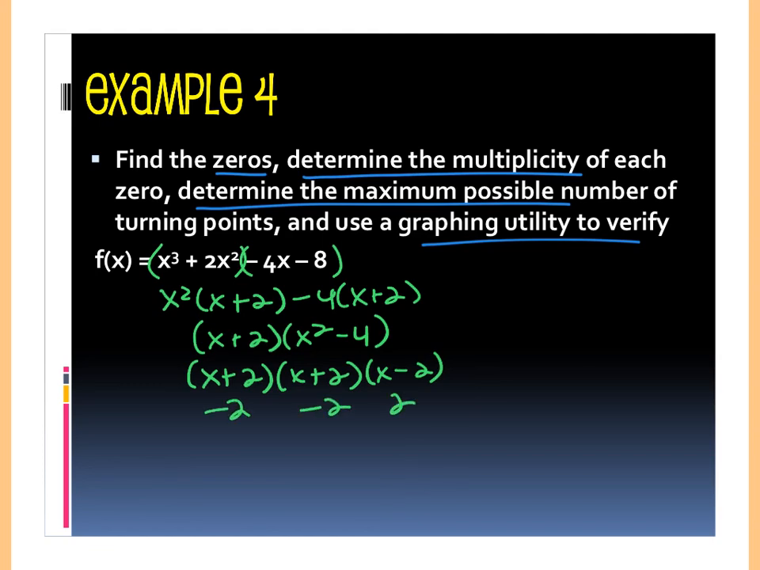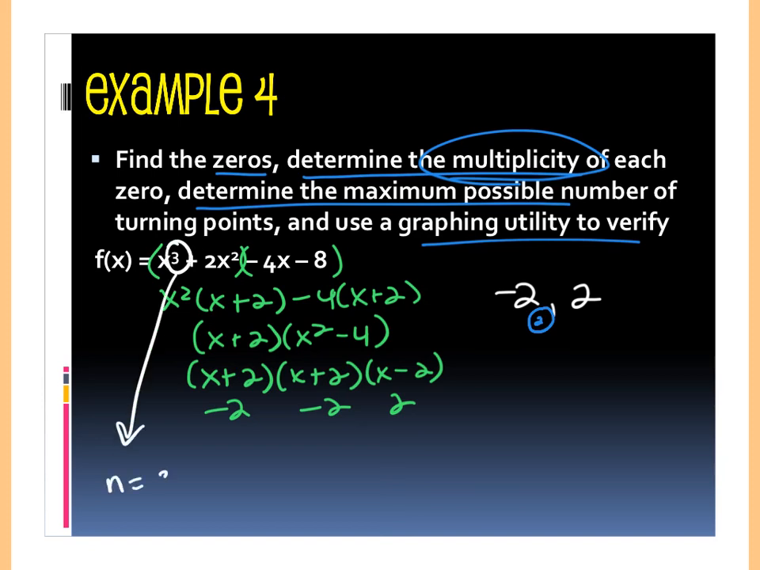So now we have to pay attention to, those are my zeros, negative 2 and 2. But the multiplicity of that negative 2 is 2. So when I write it out, that's how I do it. I just do negative 2, I put a little 2 and I circle it. That reminds me it has a multiplicity of 2, which means it's going to bounce off my graph at negative 2 and cross through at positive 2. The maximum number of turn points, my n is 3. So the maximum number of turn points is 2 because it's n minus 1.